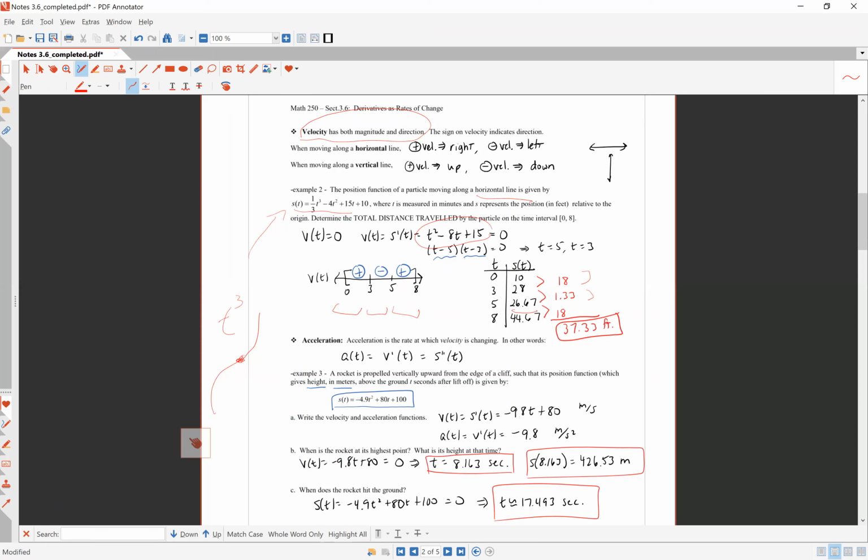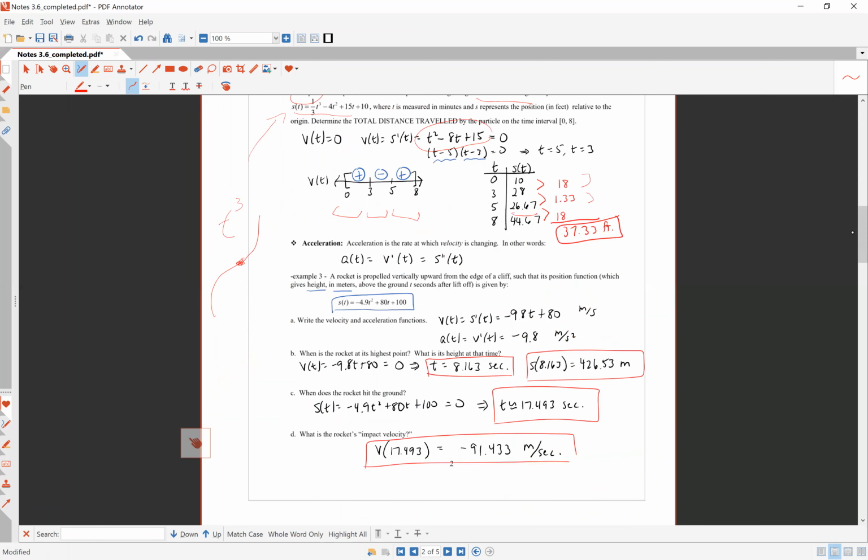So, okay, I think this is a good problem right here. I think this example too is a very interesting problem. Okay, so now let's talk about acceleration, and we'll talk a lot about the second derivative when we start talking about optimization problems, which I think is chapter 4.